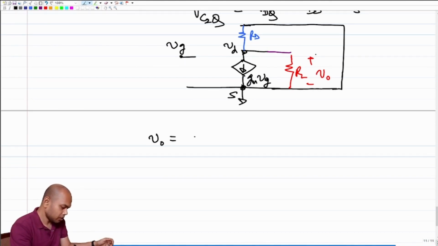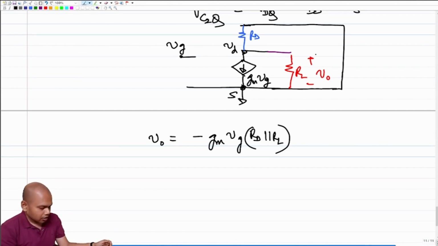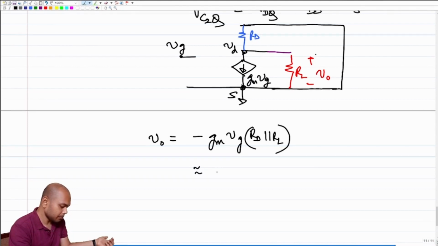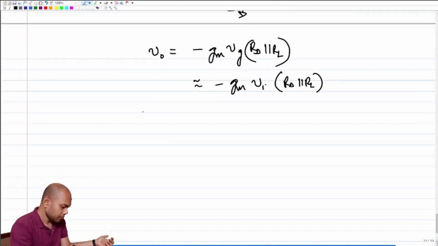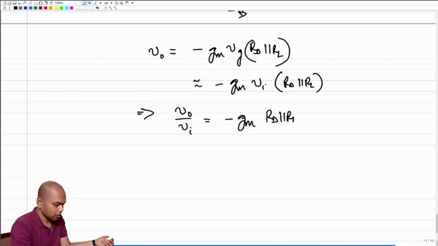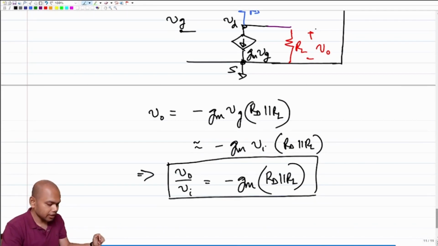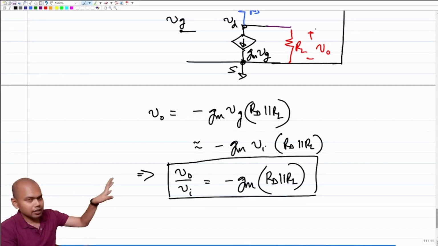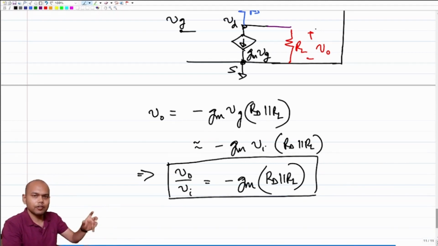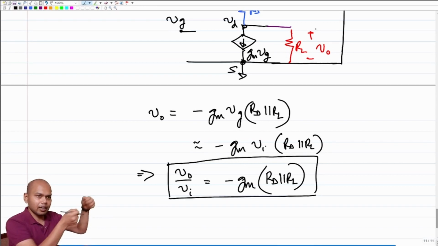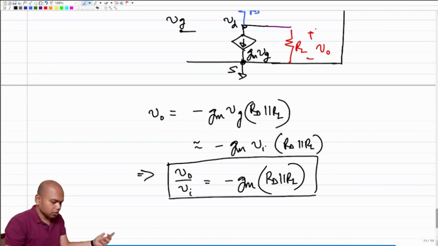So V naught becomes equal to minus GM times VG times RD parallel RL. And if you bias your input side properly, this becomes minus GM times VI times RD parallel RL, which means the incremental gain V0 over Vi becomes minus GM times RD parallel RL. Clearly, this is not as good as minus GM times RL, which we could have gotten if we had the option of having access to both terminals of RL and could have plugged RL in between the drain and VDD, but we couldn't do so.